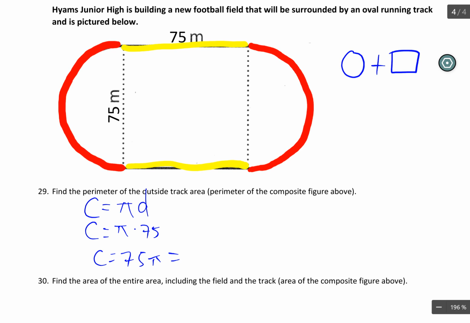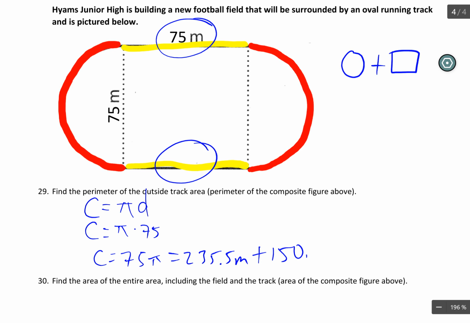And if I were to multiply that out by using 3.14, 75 times 3.14 is going to give me 235.5 meters. But now I still have 75 and 75. So I still have the two pieces. So 75 and 75 is 150, so 150 meters added onto that. So that's going to give me 235.5 plus 150.